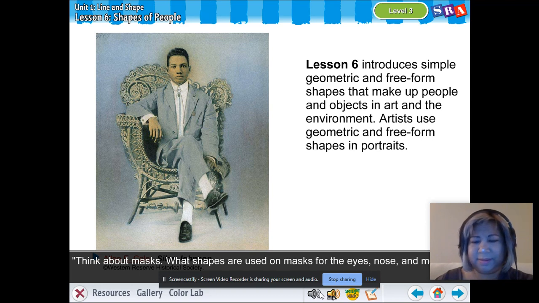Think about masks. What shapes are used on masks for the eyes, nose, and mouth?